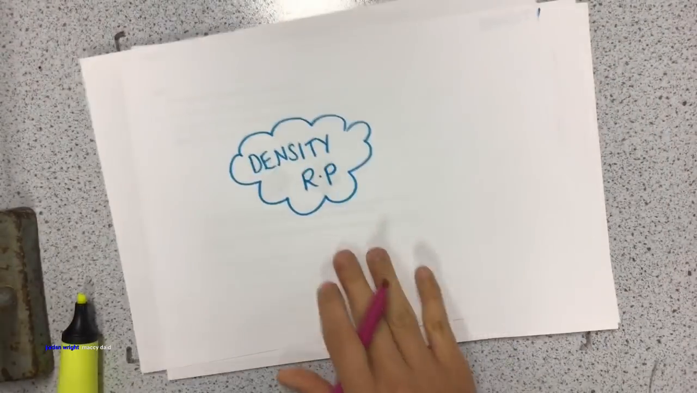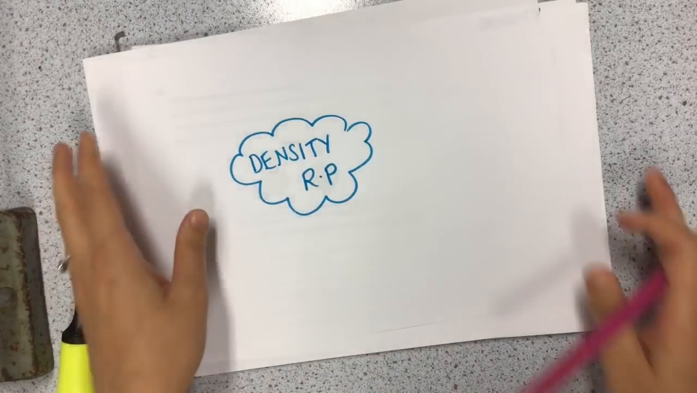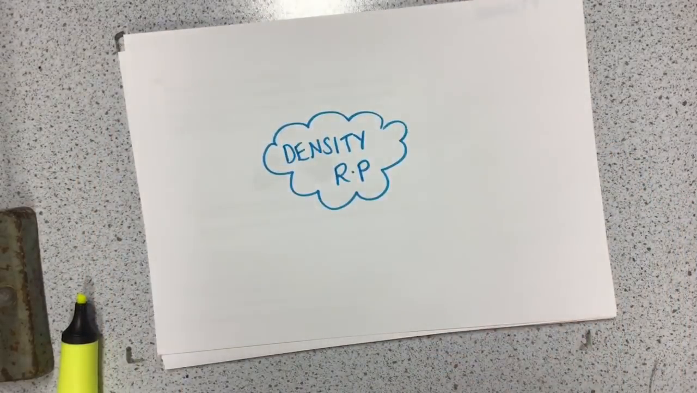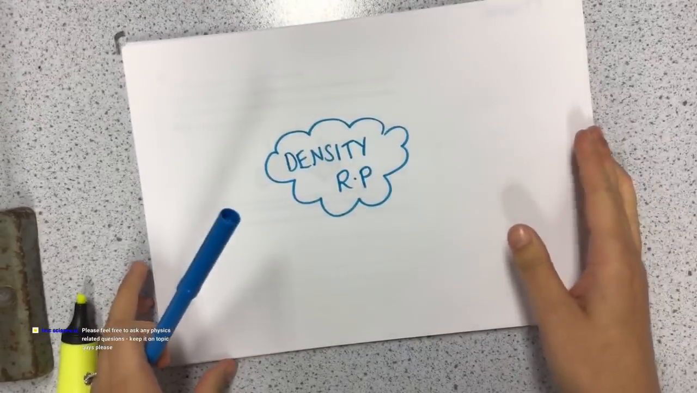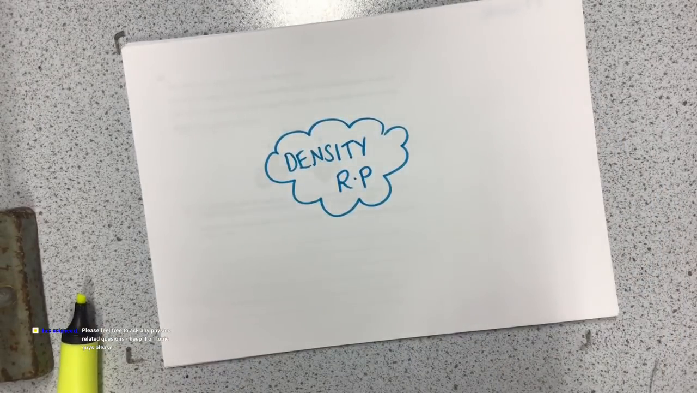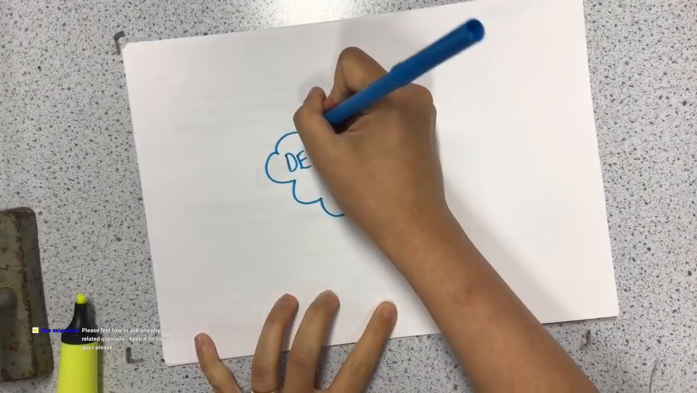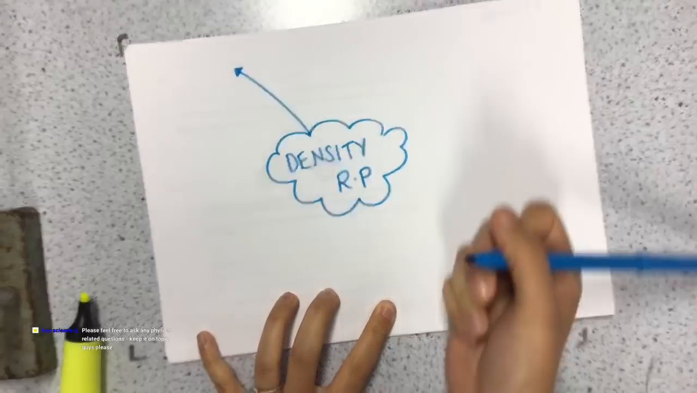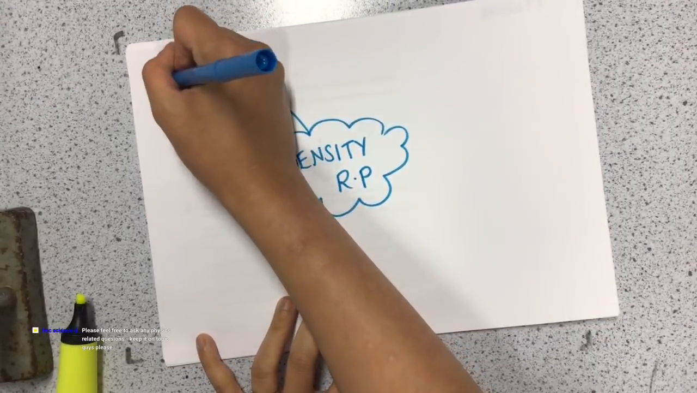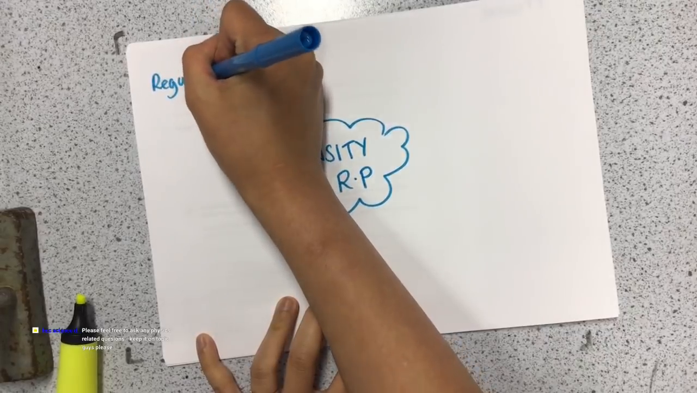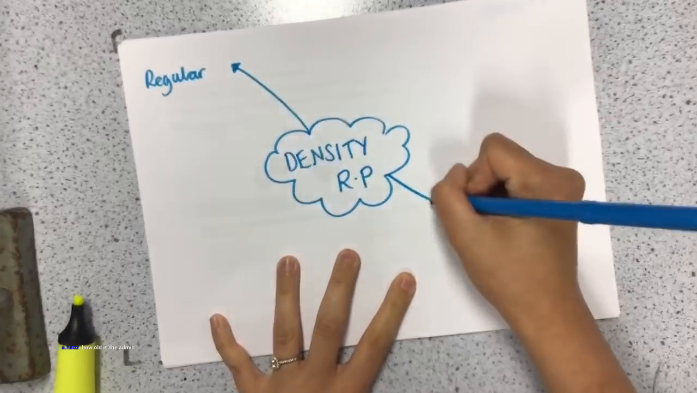Now the density required practical, again, it's a nice easy one, but it did come up on last year's exams. So again, the chances of it coming up is unlikely, but it might come up in a different way. So rather than a method, it might ask you an equipment question or so on. Now it changes depending on if you're trying to work out the density of a regular shape or an irregular object.